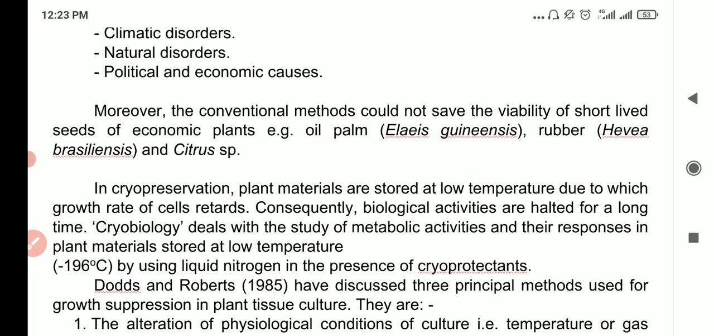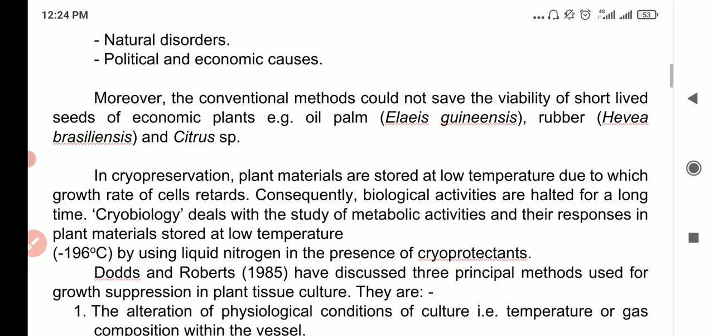Then they cannot save the viability of the short-lived economic plans. That you can read on your own.